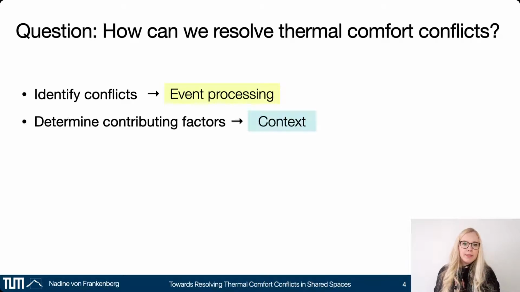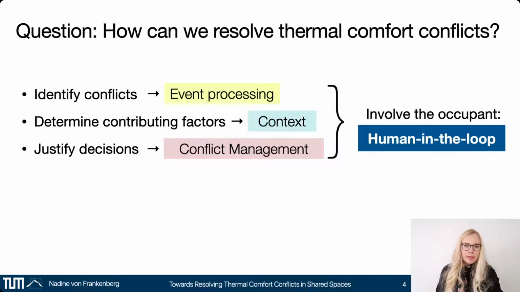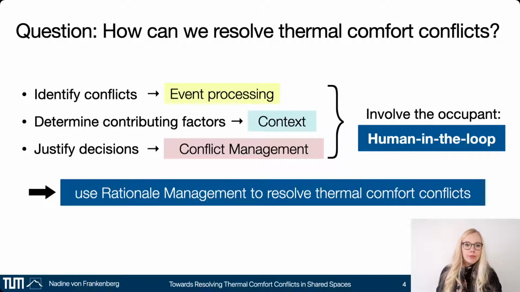Next, we need to identify the factors that might contribute to the conflict, such as somebody is sitting next to a window where the sun is shining through, the window is open, or somebody is sitting next to a fan, and take those into consideration when making and justifying a decision. As these decisions are made to increase the thermal comfort of occupants, they need to be kept in the loop as well. And rationale management allows us to include all of these factors.